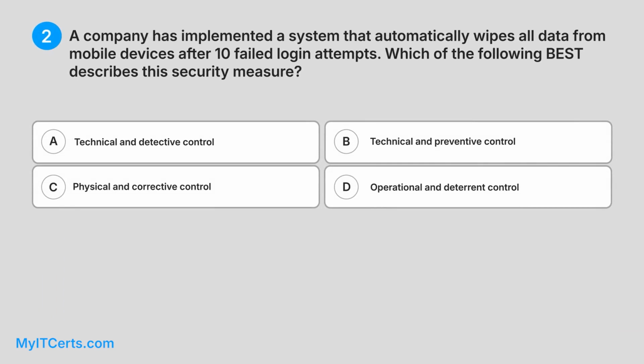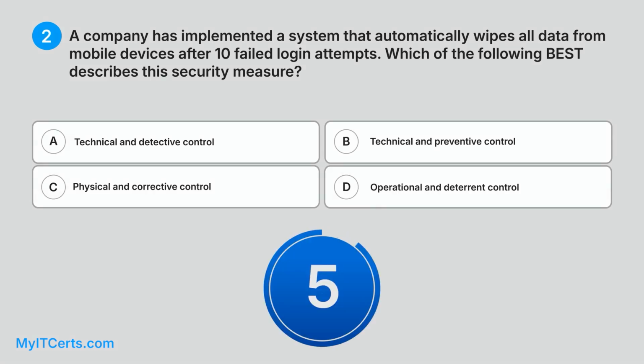2. A company has implemented a system that automatically wipes all data from mobile devices after 10 failed login attempts. Which of the following best describes this security measure? A. Technical and detective control. B. Technical and preventive control. C. Physical and corrective control. D. Operational and deterrent control. Do you know the answer?